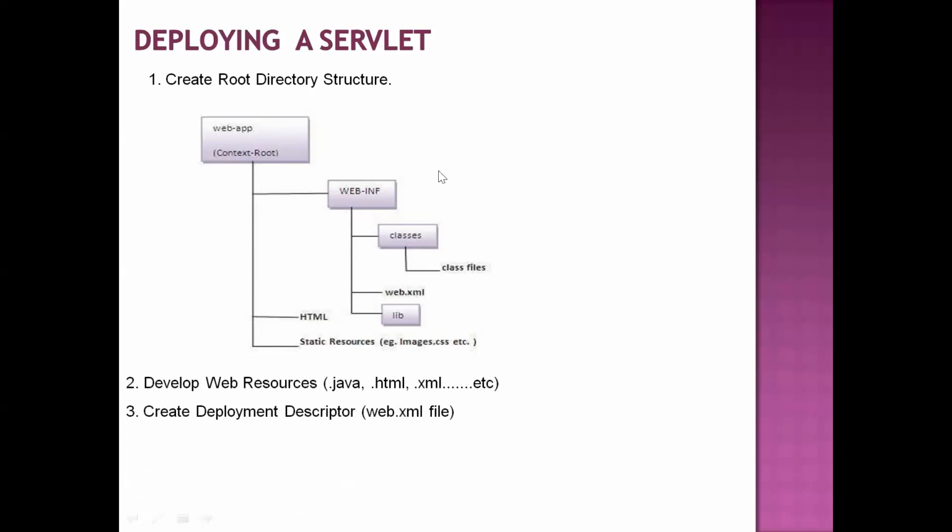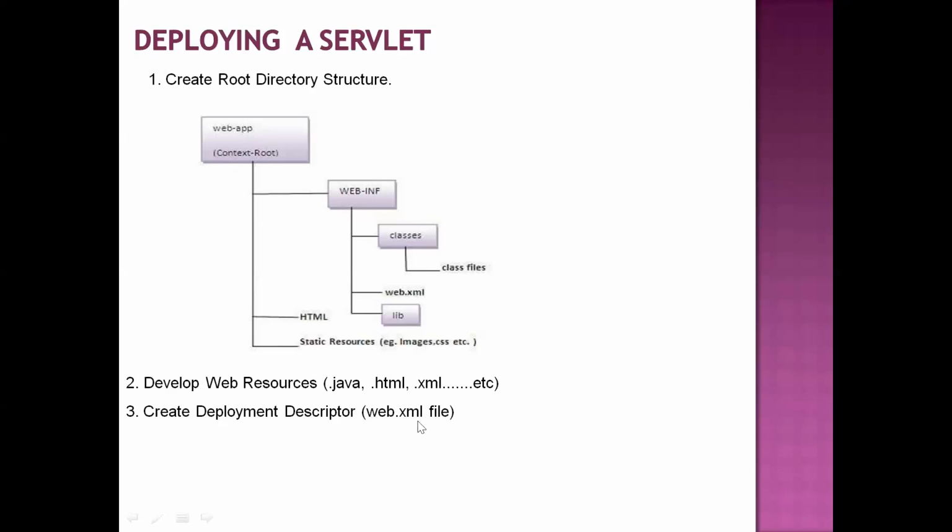Now, once this root directory structure is over, whatever programs you have written, you just copy all those programs under the root directory. It is the second step. Third step is, for every servlet, we need to create one web.xml file. In the next slide, I'll show you the structure of the web.xml file. That web.xml file, we are calling it the deployment descriptor.